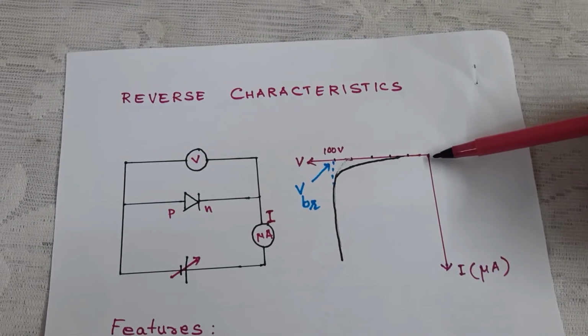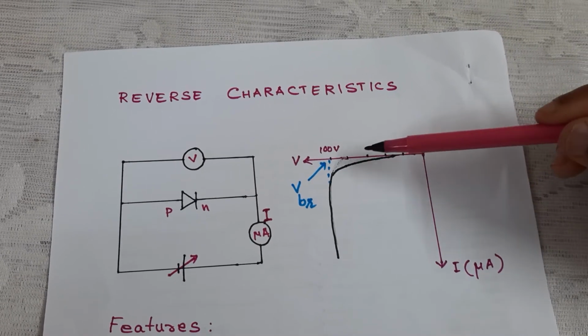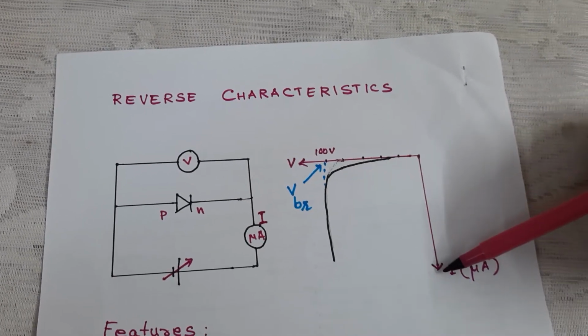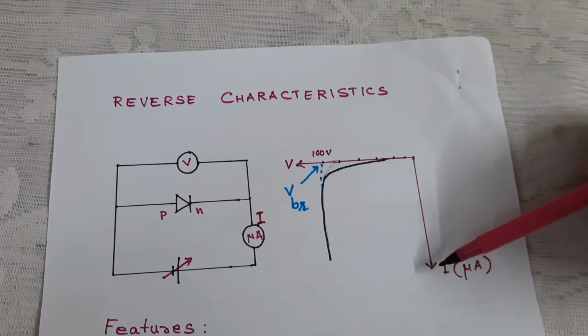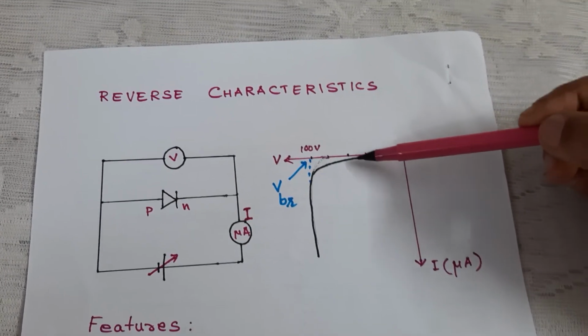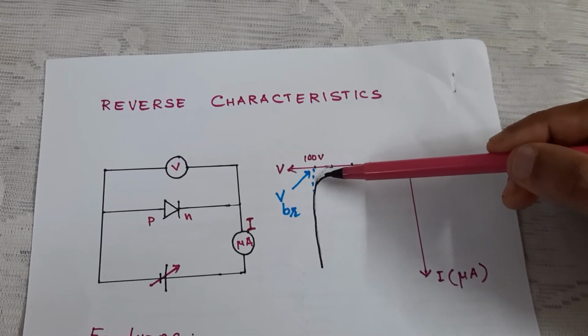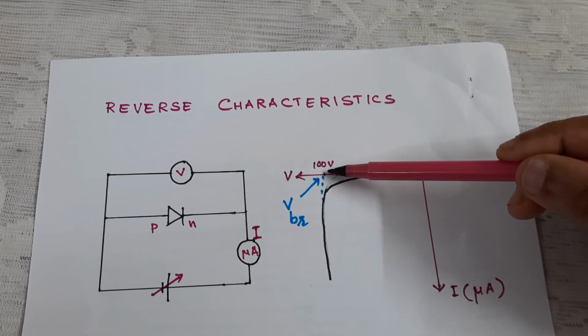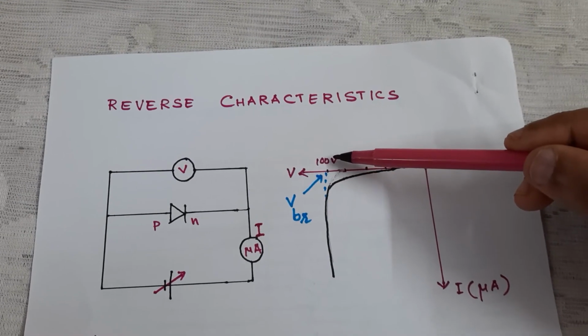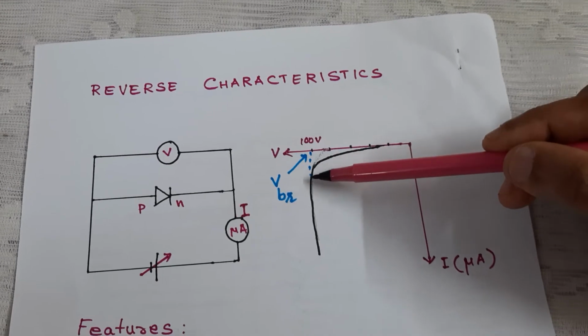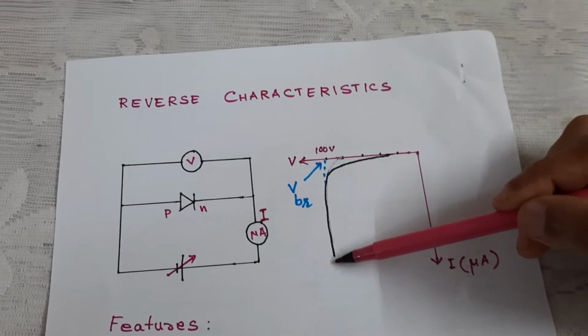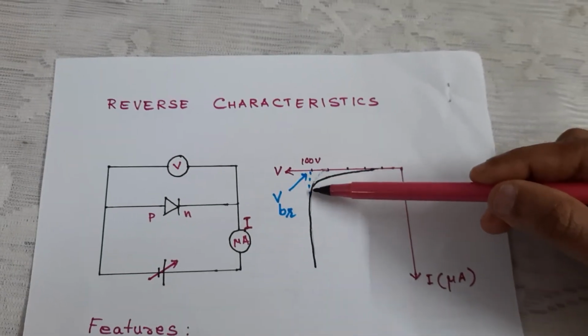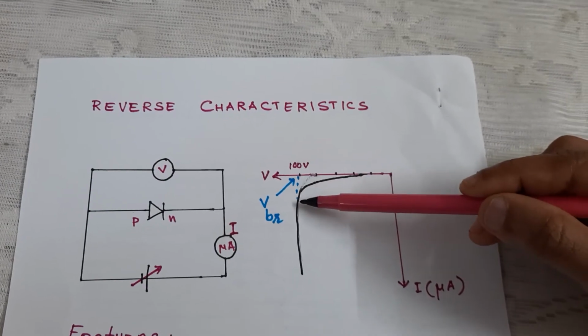So in reverse characteristics, you can see the reverse voltage is negative and the reverse current is also considered negative. Here the current is very small, and when the voltage reaches a high value, for example 100 volts, the current increases sharply. And this voltage is known as breakdown voltage.